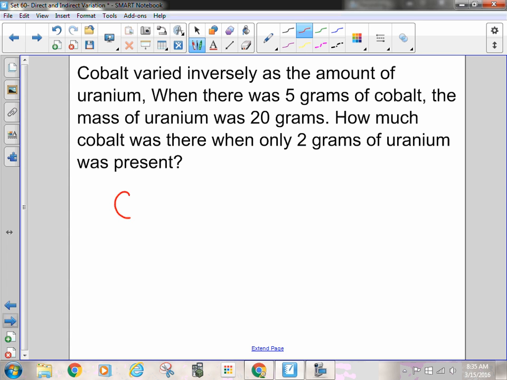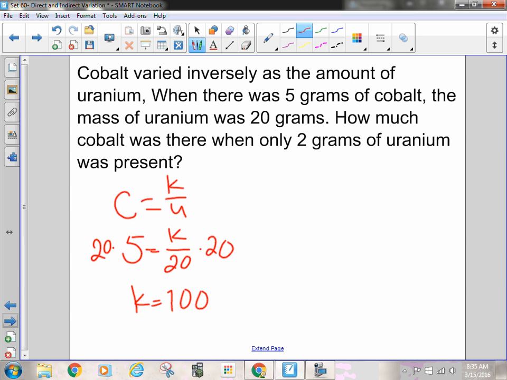Cobalt varied inversely as the amount of uranium. When there was 5 grams of cobalt and the mass of uranium was 20 grams. So we're going to multiply both sides by 20. K equals 100 here. Okay. How much cobalt were there when there was only 2 grams of uranium? So my cobalt went up to 50 when my uranium went down to 2. So varies inversely. One goes up, one goes down.